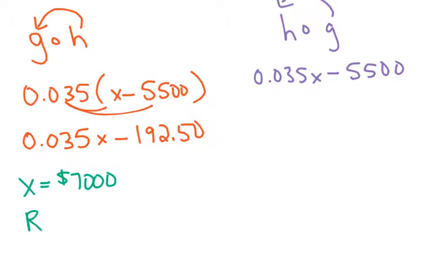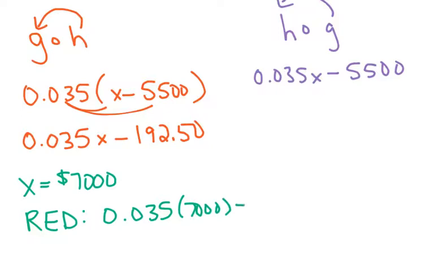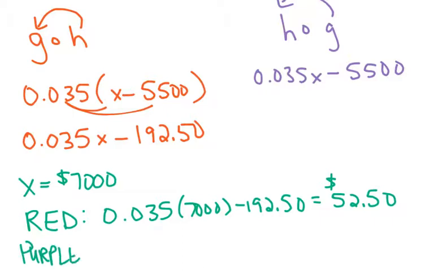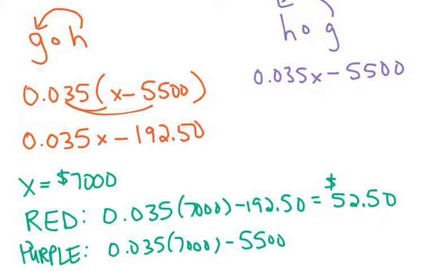So if you use the red function and you do 0.035 times 7,000 minus 192.50, you're going to find out that your bonus is $52.50. Not a high bonus, but it's a bonus. If you instead use the purple function and you do 0.035 times 7,000 and you subtract from it 5,500, you're going to find out that your bonus is negative $5,255.